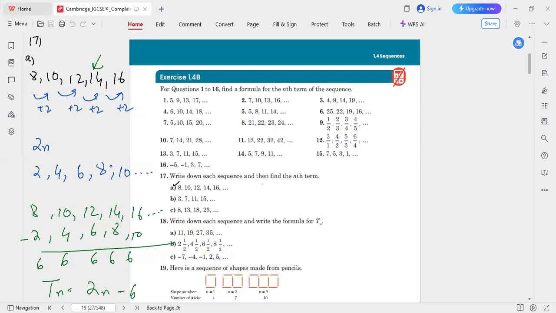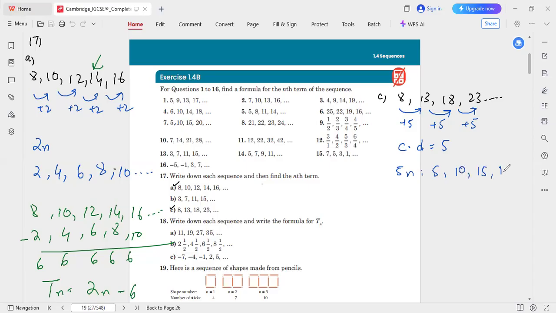Okay, let's go on with one more part for question number 17. Let's go on with the C part. We have 8, 13, 18, 23, and so on. First of all, again, we will be checking the common difference. So in 8, I need to add 5 to get 13. In 13 as well, I need to add 5 to get 18, and here as well. So my common difference is 5. So the sequence that I need to get is according to 5n, and it will be 1 times 5, 2 times 10, 3 times 15, 4 times is 20, and so on.